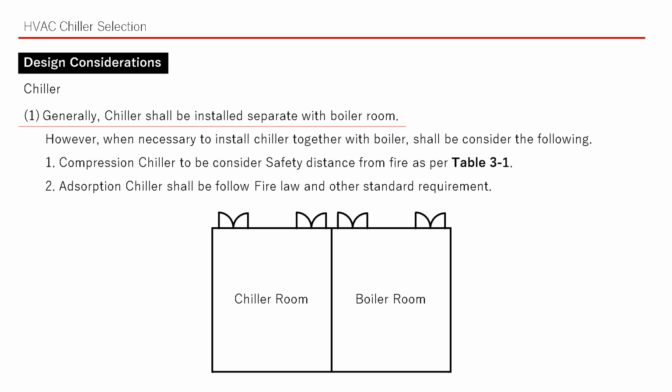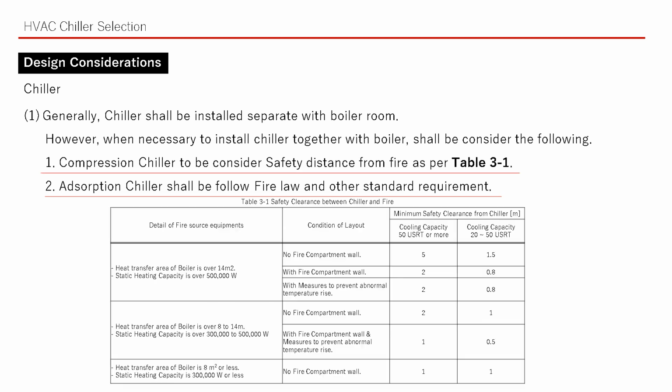Finally, we will read through the design considerations. 1. Generally, the chiller shall be installed separate from the boiler room. However, when it is necessary to install the chiller together with the boiler, the following shall be considered. 1. Compression chiller to be considered for safety distance from fire as per table 3:1. 2. Absorption chiller shall follow fire law and other standard requirements.